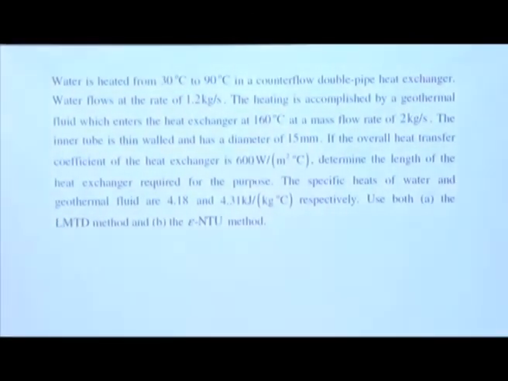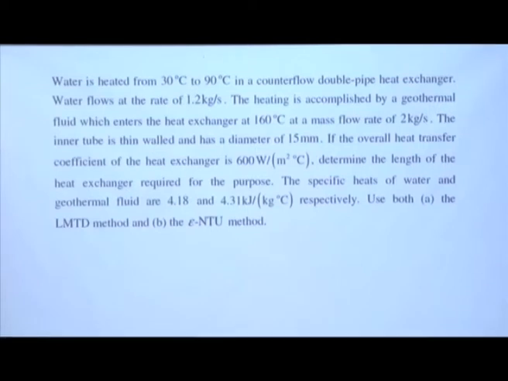In a counterflow double pipe heat exchanger, water flows at the rate of 1.2 kg per second. That means total load is given. The heating is accomplished by a geothermal fluid which enters the exchanger at 160 degrees Celsius at a mass flow rate of 2 kg per second. That means everything is explicit. We know all the temperatures and the heat transfer. Because by heat balance we can find out the exit temperature of the geothermal fluid.